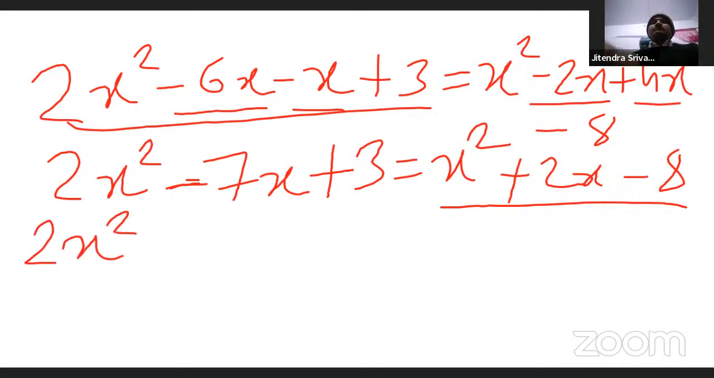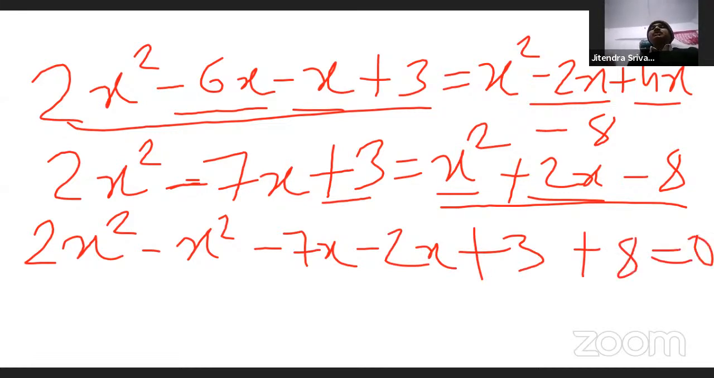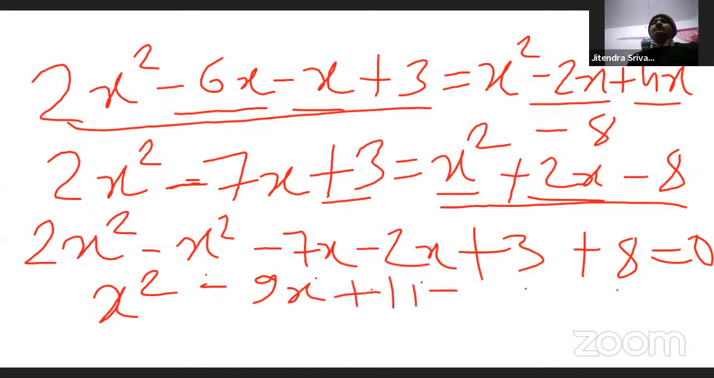2x square. So this x square will be minus x square minus 7x, and this plus 2x will be minus 2x, and this plus 3 and this plus 8 equals to 0. So now we have equation 2x square minus x square minus 7x minus 2x plus 3 plus 8. We will solve this. So 2x square minus x square will be x square, and minus 7x minus 2x will be minus 9x, and plus 3 plus 8 will be plus 11 equals to 0.